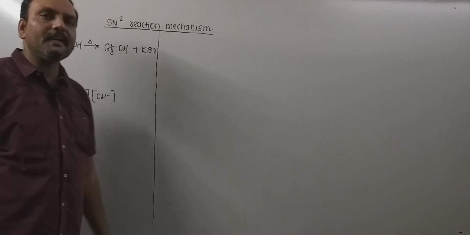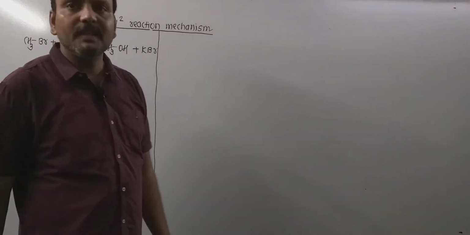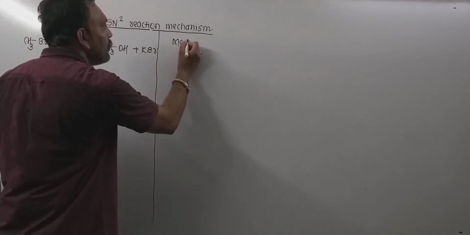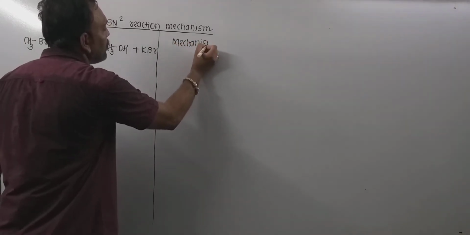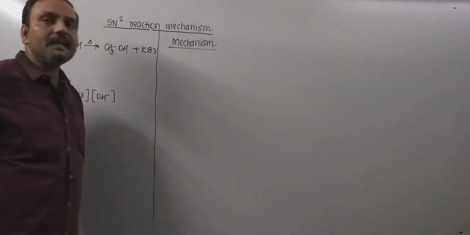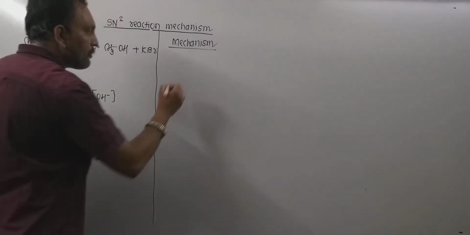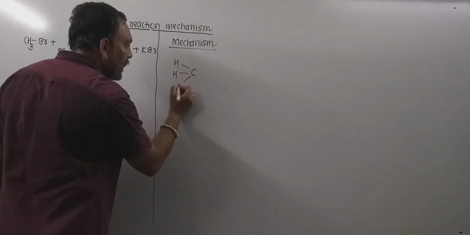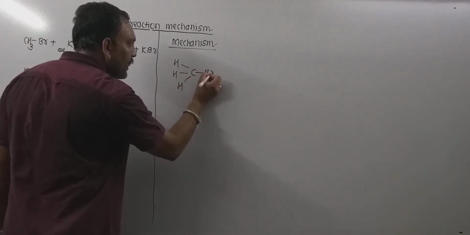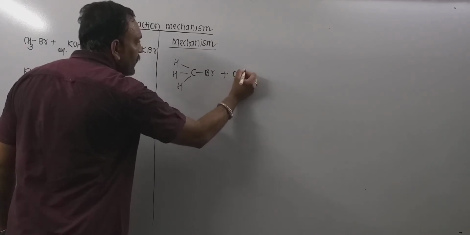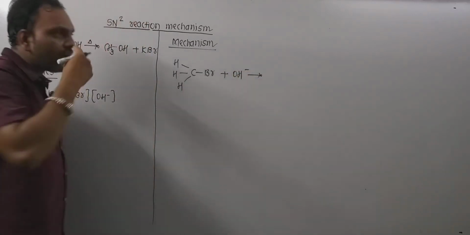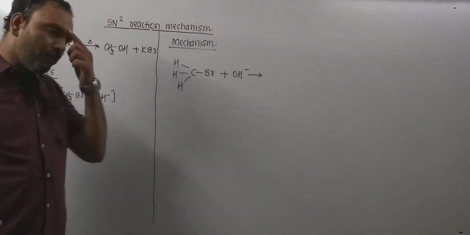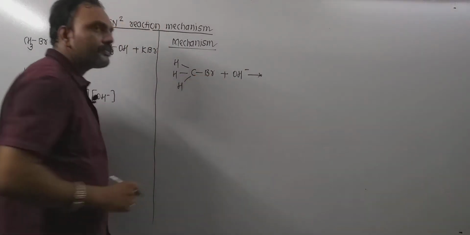Now the crucial thing is the mechanism of this reaction. Remember, as far as the mechanism of this reaction is concerned, it is one step, I mean a single step. Look what happens. This is methyl bromide, I mean CH3Br, and OH minus is a nucleophile. Front side attack is not possible as bromine is there.